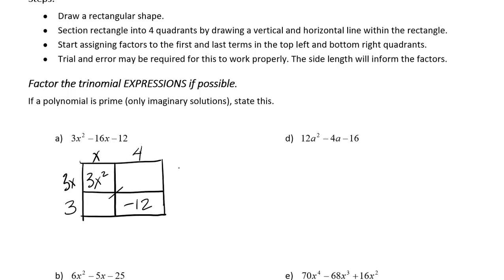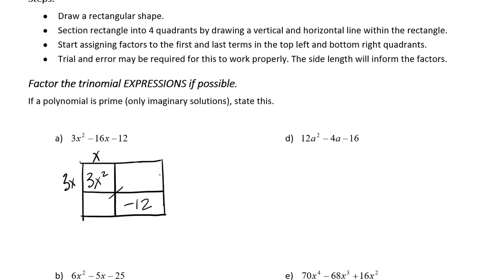If we were to use that combination, let's make this one negative and this one positive. 3 times 4 would be 12x, and 3 times x would just be 3x. That would be 15x. So that doesn't seem like it's going to work. Let's try something else.